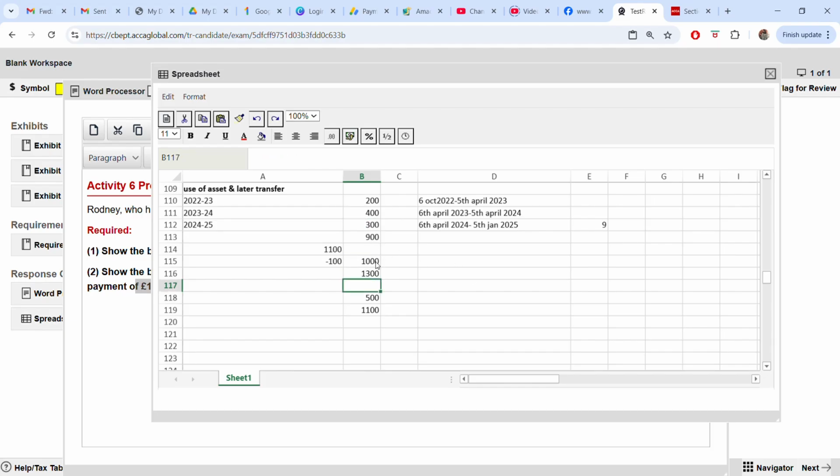Done. Why this? This is for 24-25 and this is for 24-25. We want for 24-25 only. To reach this stage, we need all the previous figures, because we need this information. If we don't get this 900, this will be incorrect. If this is incorrect, we will not get this figure. Understand? So with this, we'll add the 24-25 figure. And hence, the benefit is 1300. That is your taxable benefit.